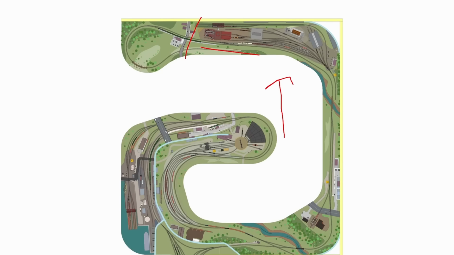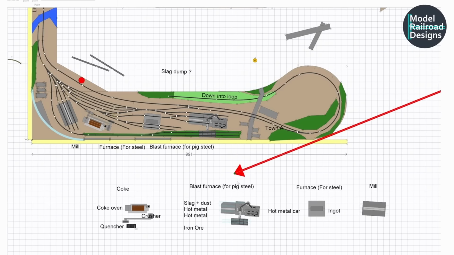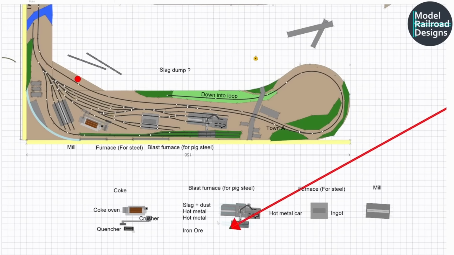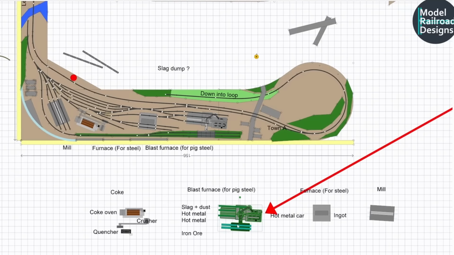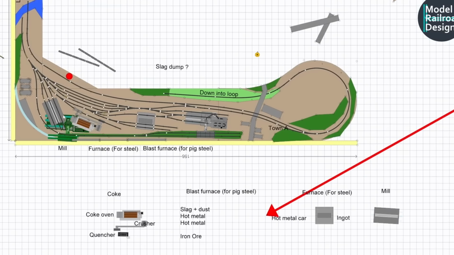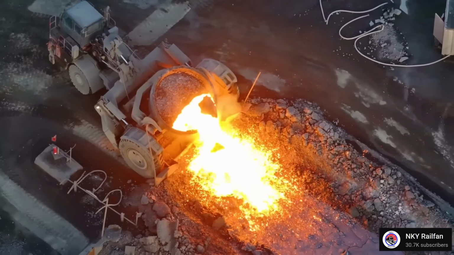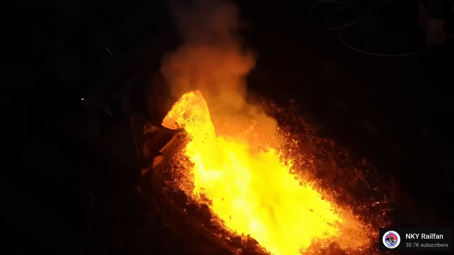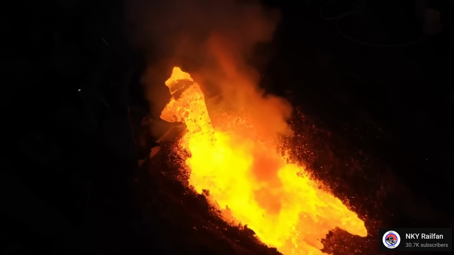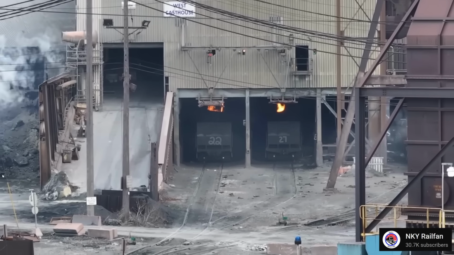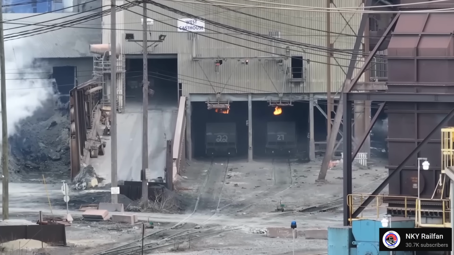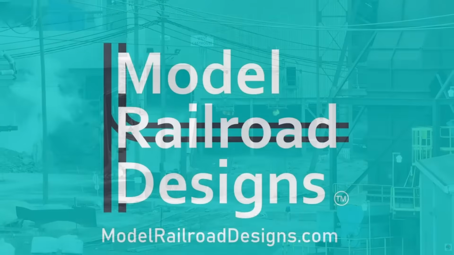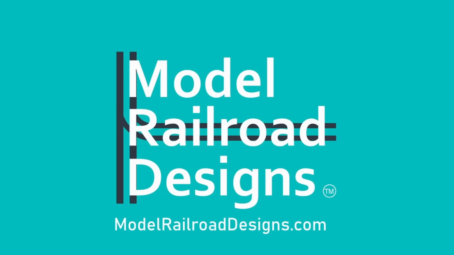In a previous layout design video, we tackled this exact challenge, focusing on how to compress an integrated steel mill into a small footprint without sacrificing the realistic flow of materials. But a great track plan is only half the battle. To truly bring a scene like this to life, you have to understand the exact logistical why behind every building, every siding, and every single car placement. So let's have a look at just that.